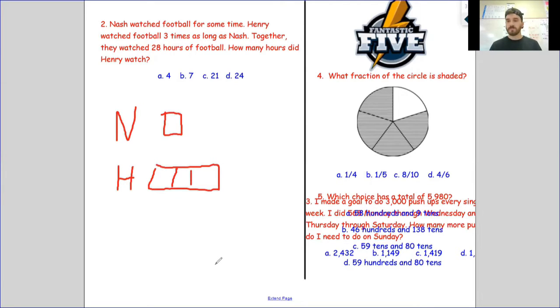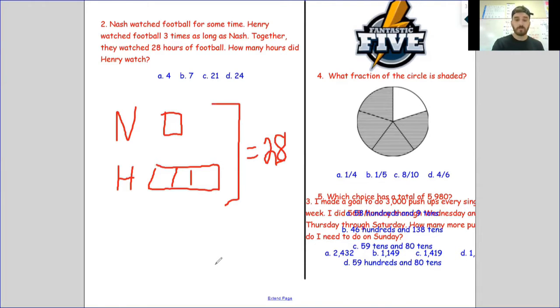The only other number that it gave me is that together they watched 28 hours of football. So we talked about this on Thursday. Remember, if they give you the total, all together, combined they have, that's when you put that bracket, because both of their pictures are going to be equal to 28. That 28 represents both of them. So now you've got to figure out what to do with that 28.